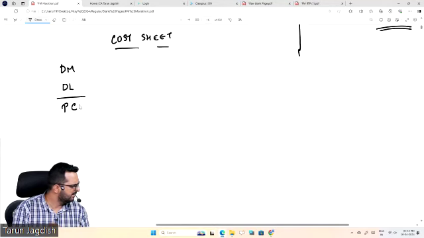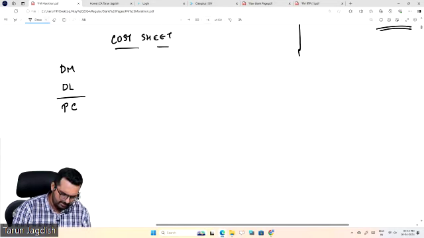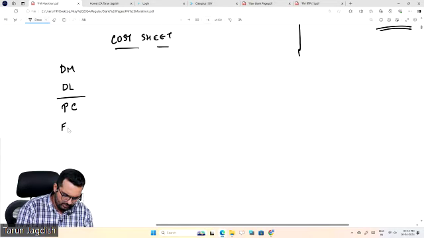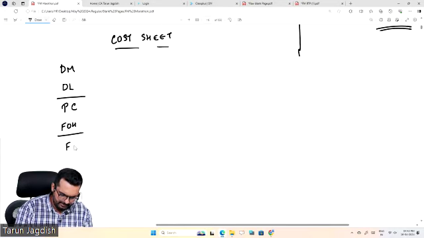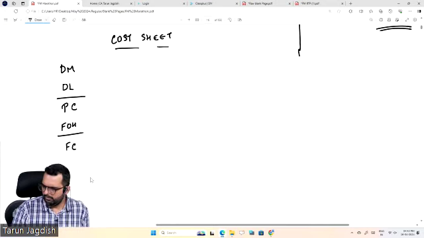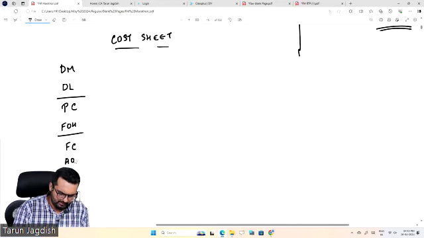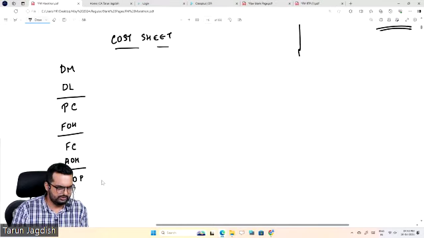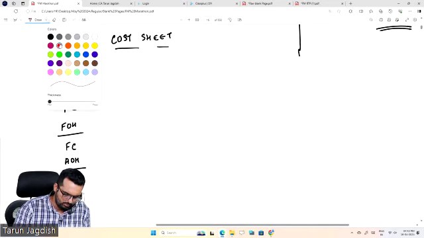Prime cost. Is that okay? Is it normal? That's all? Okay. Prime cost. Then what will you have? Factory overhead, factory cost. Am I right? After factory cost, you have administration overheads. Am I right? But here I don't think they have given you any administration overhead. Then you get the cost of production.